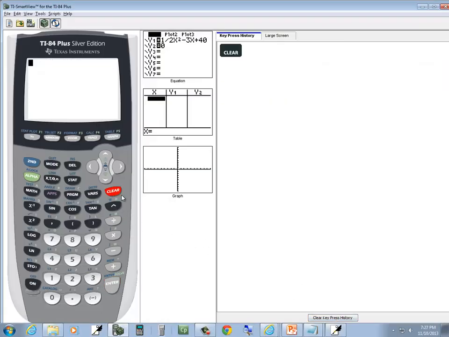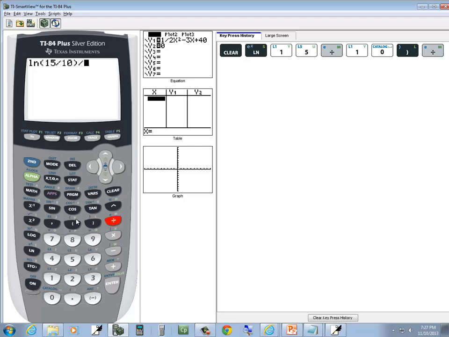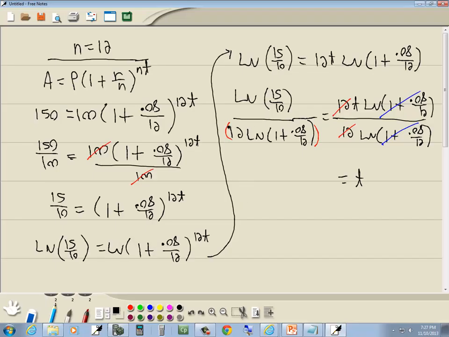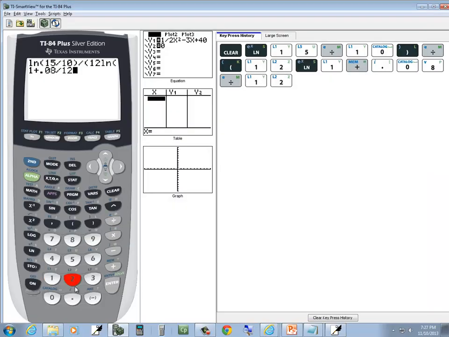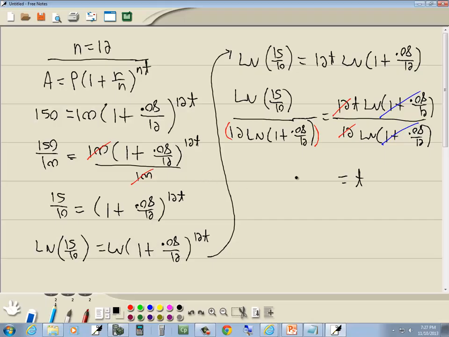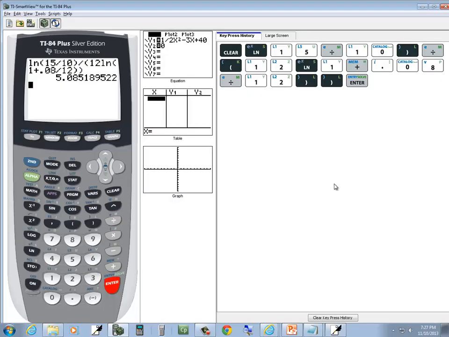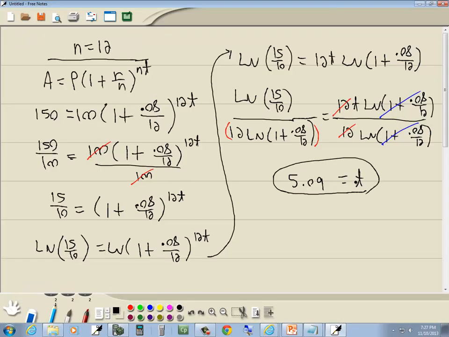So I'm going to have natural log of 15 divided by 10, close parentheses, divided by, begin parentheses on our denominator, that's this one right here, then 12 natural log of 1 plus 0.08 divided by 12, closing parentheses on the log, closing parentheses on the denominator, and then enter. You don't need those closing parentheses at the very end. And we get t is equal to 5.09 years, rounded to 2 decimal places.